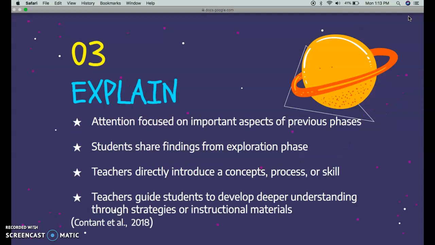During the explain phase, attention is focused on important aspects of previous phases. The students share findings from their exploration phase. The teacher directly introduces a concept, a process, or a skill to the students. The teachers guide students to develop deeper understanding through strategies or instructional materials.